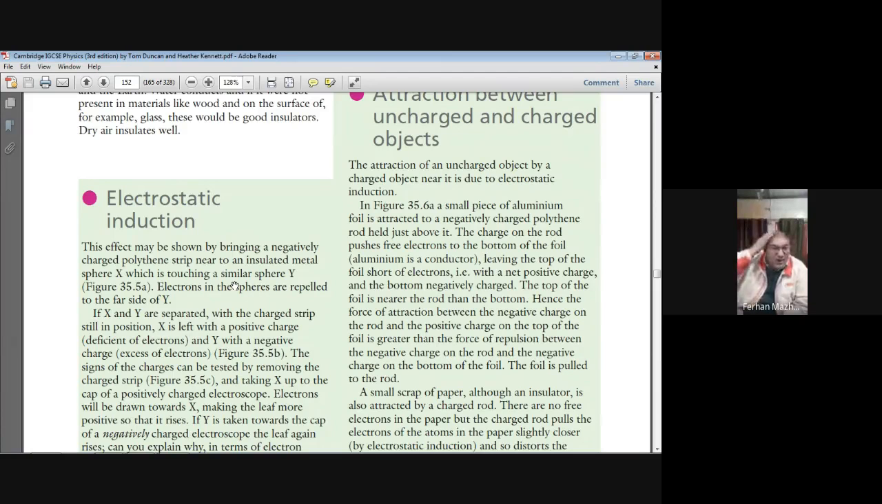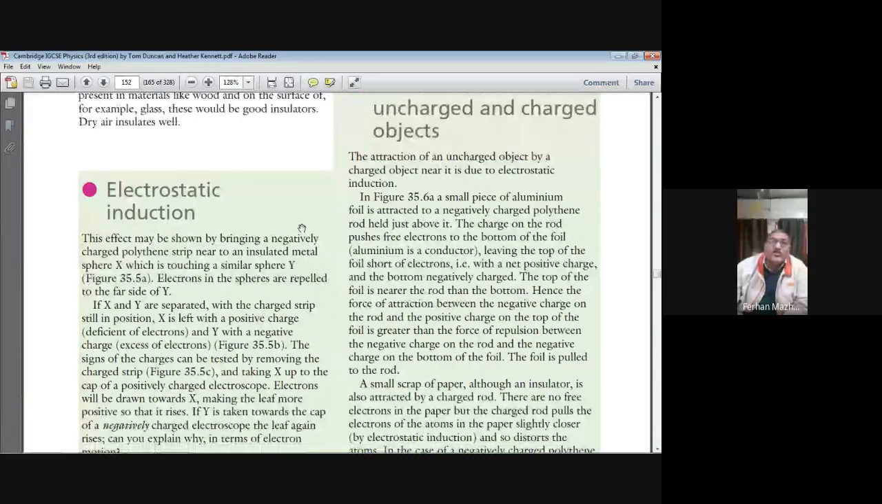So when you rub a comb in your hair, it will get charged. When you bring it near small paper pieces, you will see that those small pieces of paper will be attracted to that comb. Okay? So the attraction of an uncharged body by a charged object near it is due to electrostatic induction.